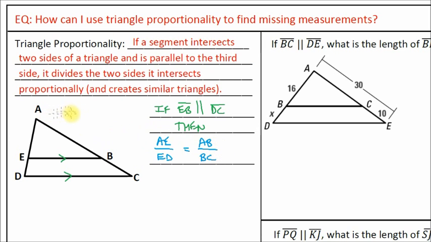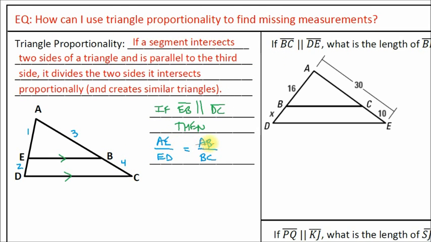So it creates a special kind of proportionality. Now I want you to see something. As you go through these problems, you're going to see how I set these up. When you set up your proportions, take a look at AE. I'm going to go ahead and label this as 1. And then ED, I'm going to label it as 2. And AB, I'm going to label it as 3. And BC, I'm going to label it as 4.